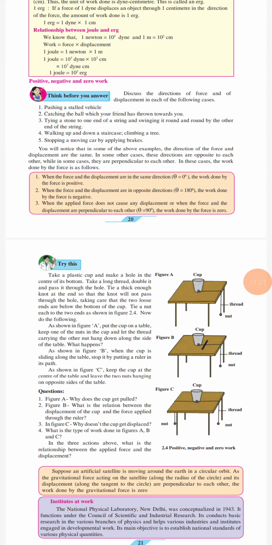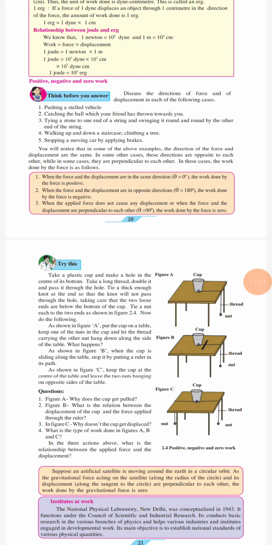And now the figure C, you will just see, keep the cup in the center of the table and leave the two nuts, just hang the nuts in both opposite directions. In the figure C you will observe both opposite ends have hanging nuts. Now the cup stays in the center only, so here no work is done. In the figure C you will observe there is no work. So just give the question mark. You will see the positive, negative and zero work.